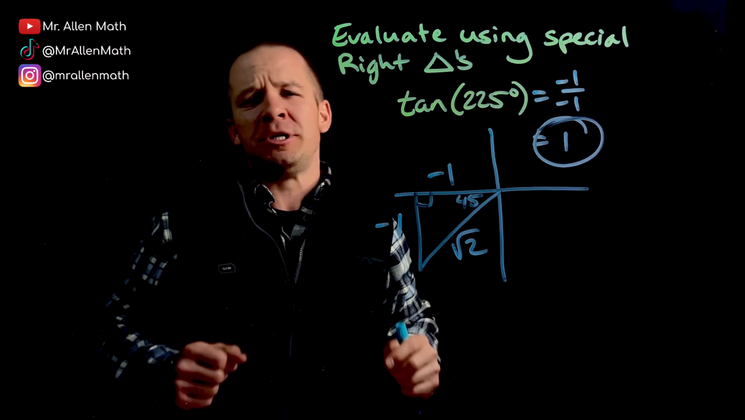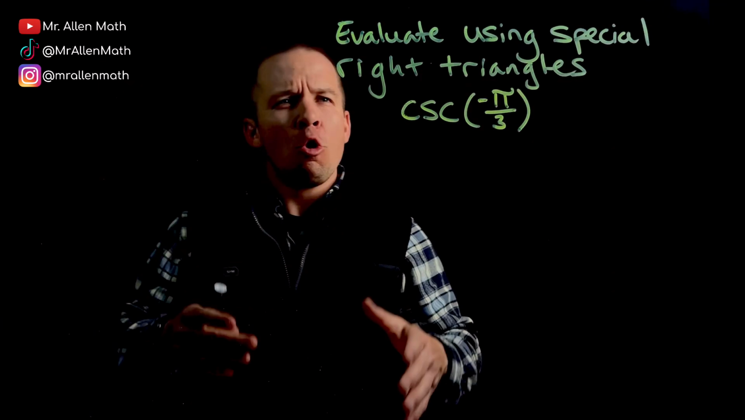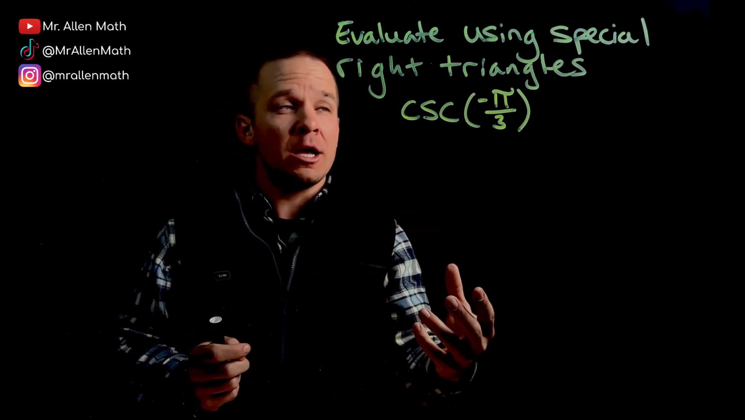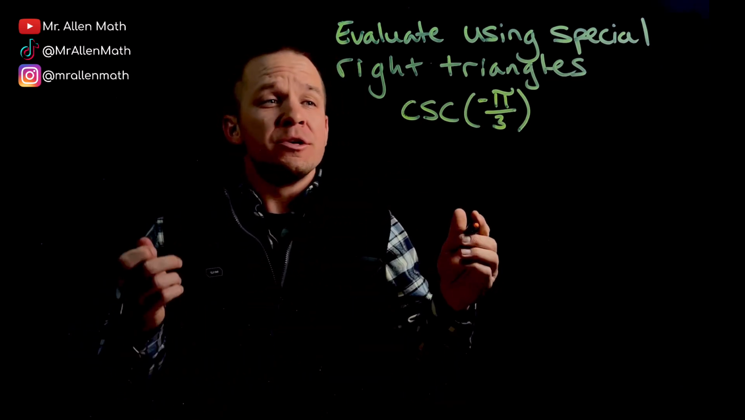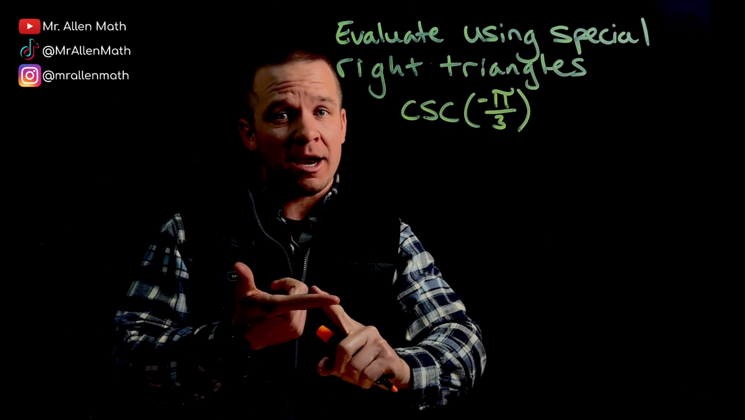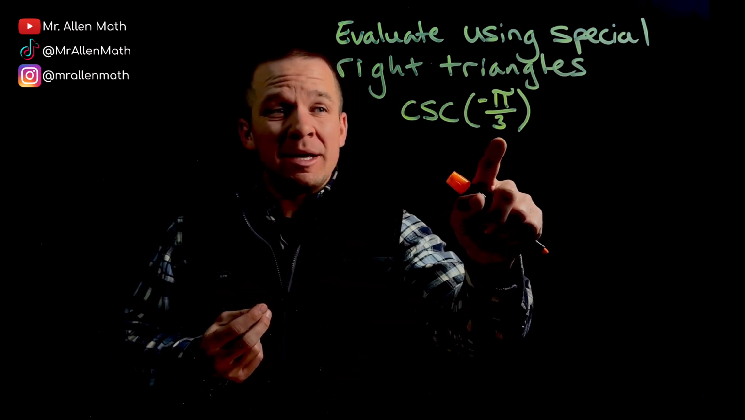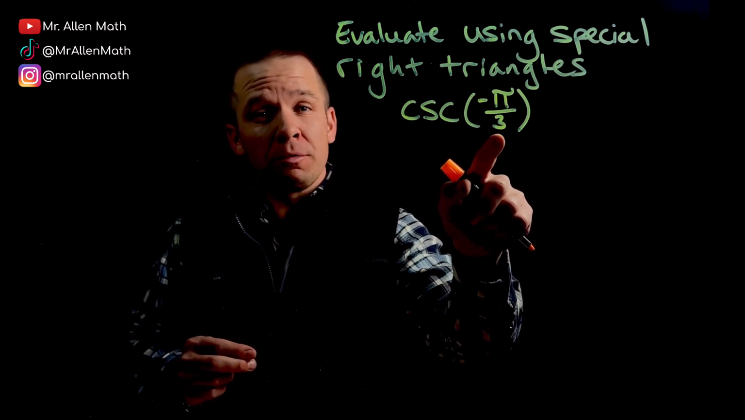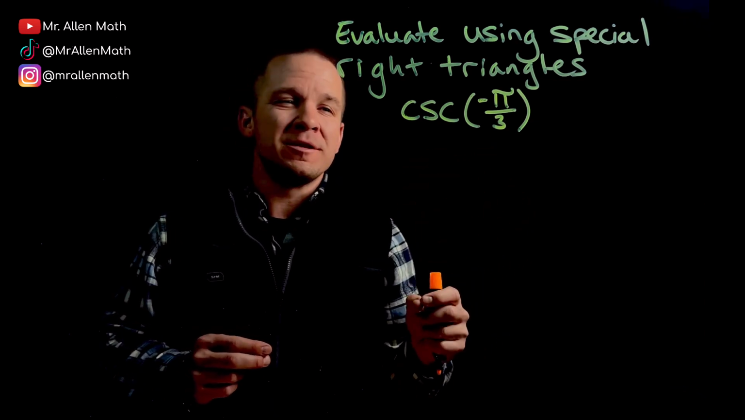We're about to evaluate this dope trig function, cosecant of -pi/3, using special right triangles. So to do so, I've got to figure out where it's located and what's my reference. Well, this is going to be in the fourth quadrant since it's -pi/3. And since it's over 3, that's a 60-degree reference angle. Let's draw it up.